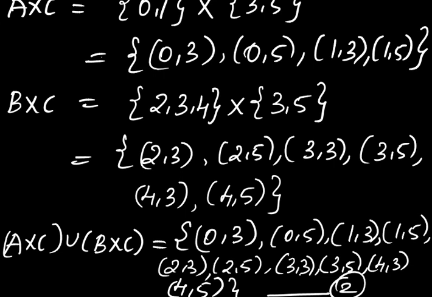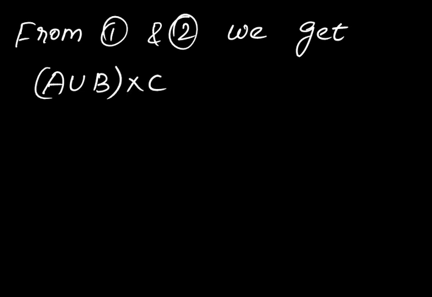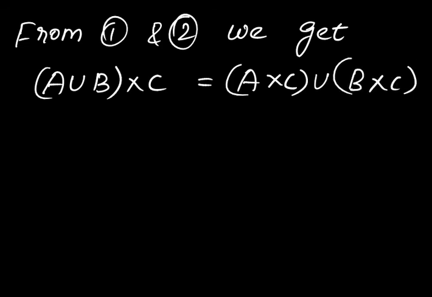Now compare your equation 1 and 2 and verify whether both the values are same or not. So from equation 1 and 2 we get (A union B) cross C is equal to (A cross C) union (B cross C). Hence verified.